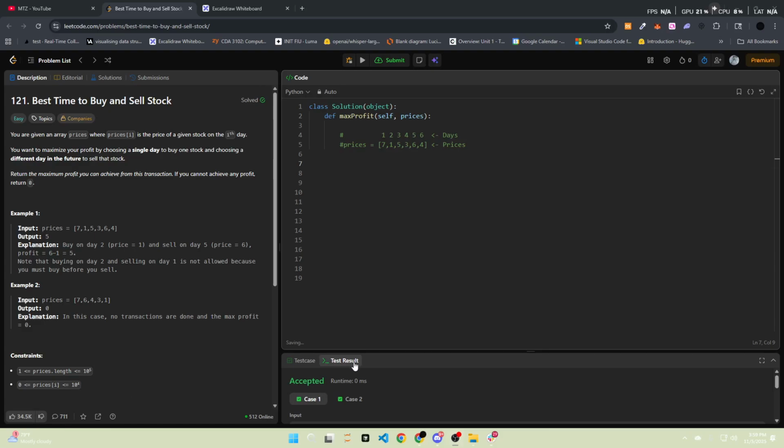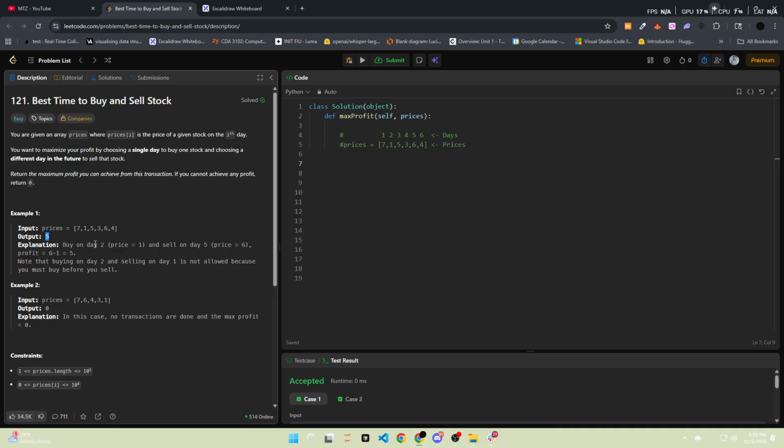Okay, so today we're going to be doing LeetCode problem 121, best time to buy and sell a stock. Taking a look at this question, you're given an array, or a list, or whatever you want to call it, with a bunch of values in it. And for this example, example one, your output is 5.